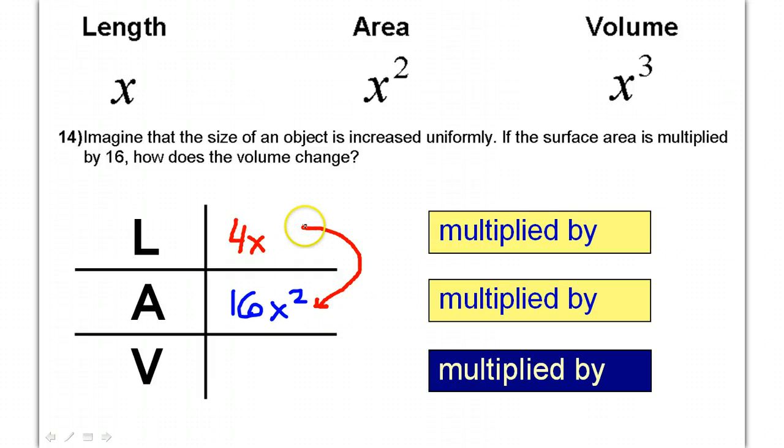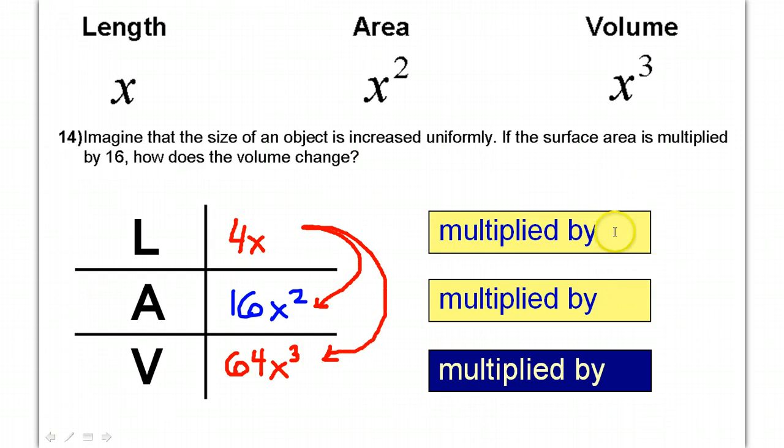Okay? If the original length was 4x, Burton, can you tell me what must be happening with the volume then? It's going to be cubed. So it'll help if you memorize these perfect cubes. But for right now, you can use the chart that I have written on the board. What do I get if I cube 4? 64. So the volume must be 64x to the third power.